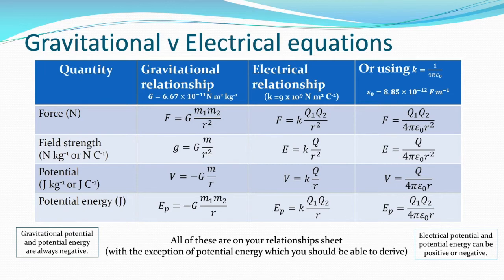Now for each row there, for field strength, for potential, and for potential energy, you can hopefully see the similarity between the relationships and how you would move from one relationship to the next. Now all of those relationships are on your relationship sheet, with the exception, I think, of the potential energy ones, which you should be able to derive. So let's have a look at electrical potential energy.